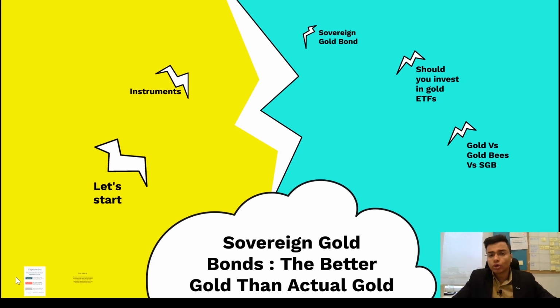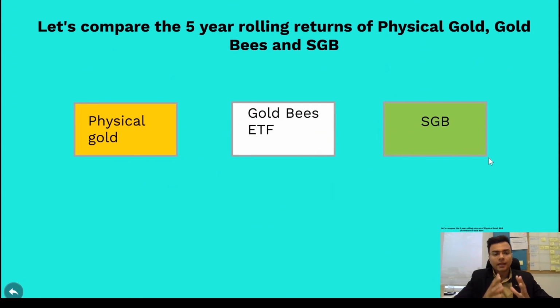Should we go for physical gold? Should we go for gold ETF? Or should we go for sovereign gold bond scheme? So right now on your screen you have the physical gold, Gold BeES ETF and the sovereign gold bond. We want to compare the return profile of all the three. We want to plot them on a chart, on a graph, and we want to see which has delivered the maximum return, and then we want to take a call.